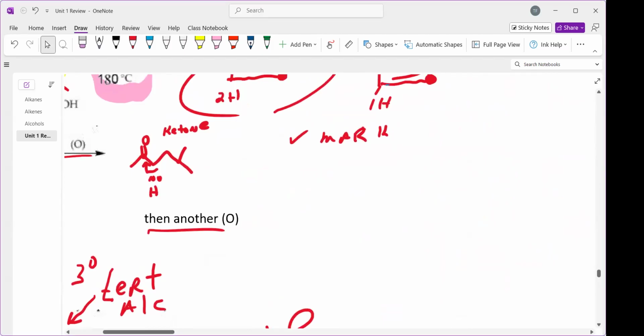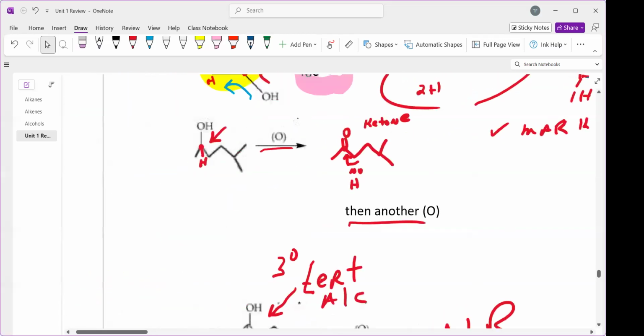Now, ketones and aldehydes are in unit 2. So you don't have to name that ketone. Or if it's an aldehyde, you don't have to name it. Just put ketone down. You have to name the starting chemical though. So this is a hexanol.